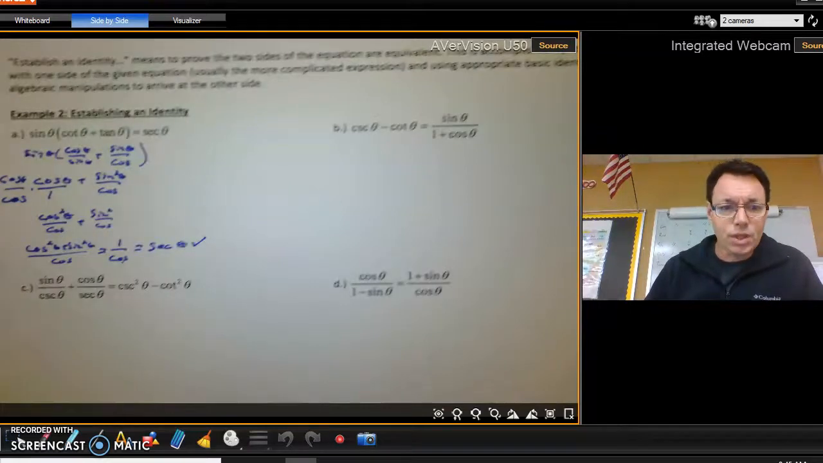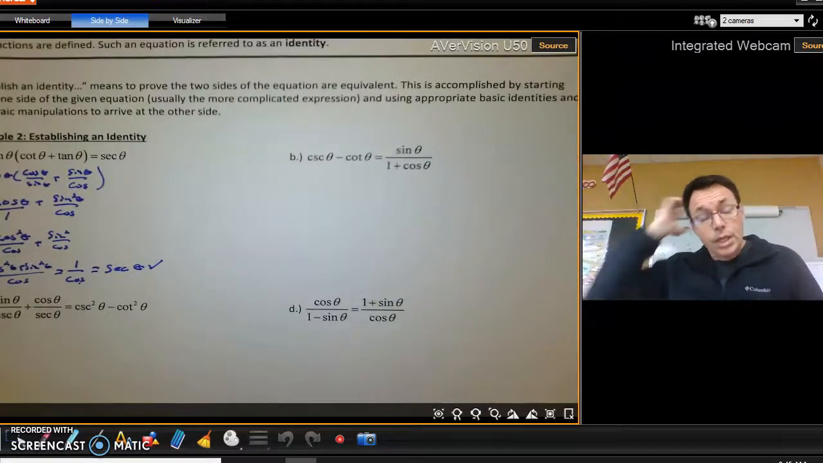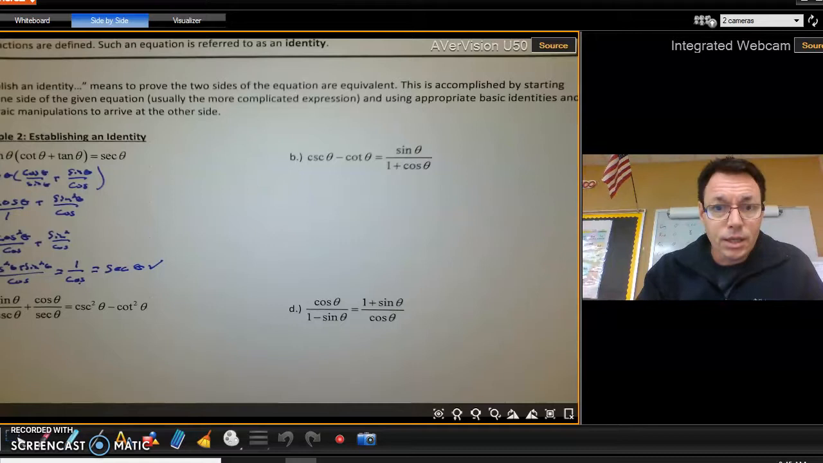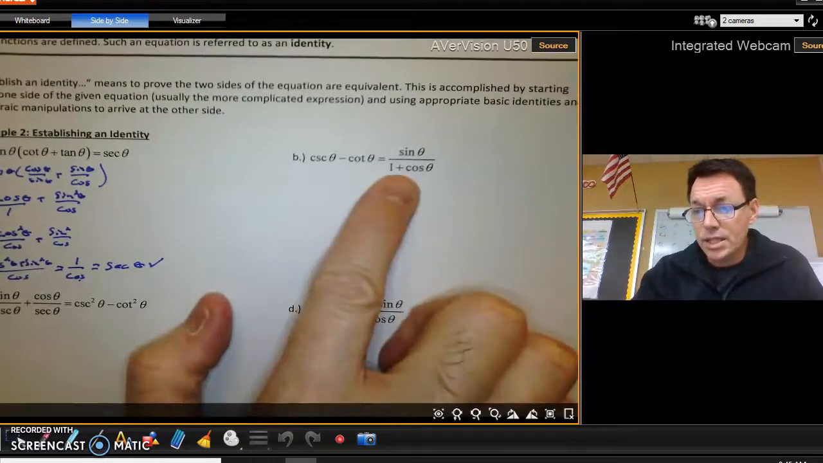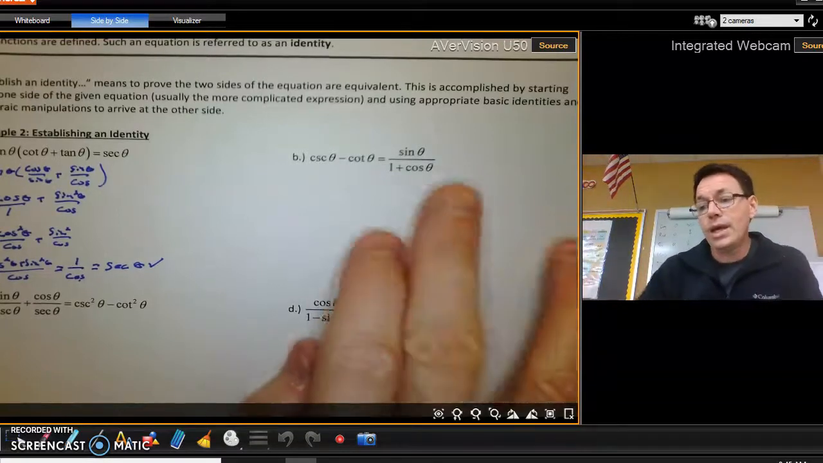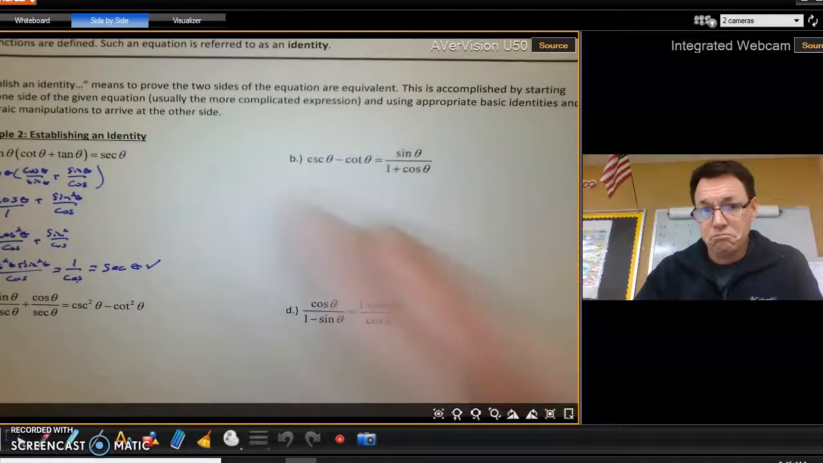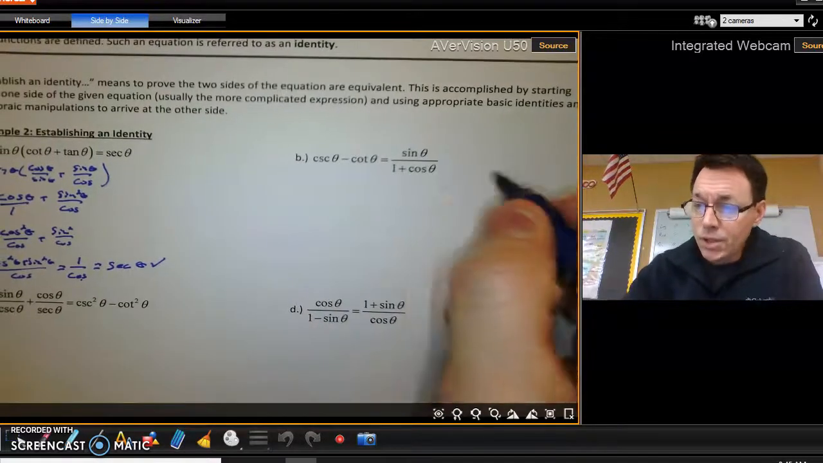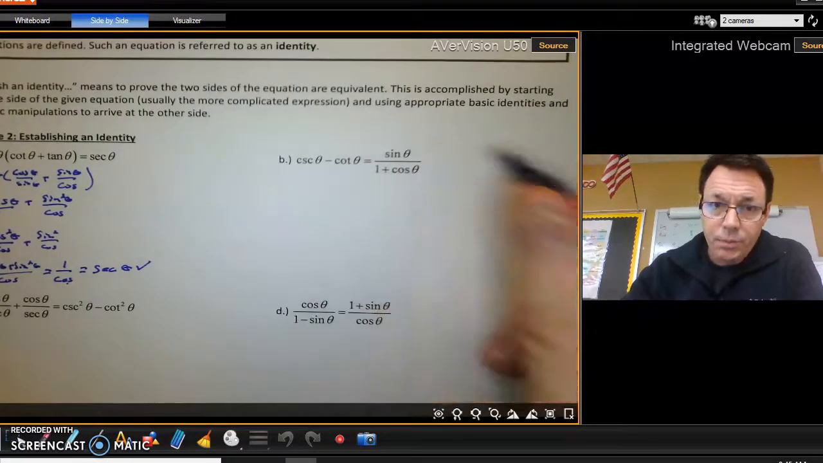Okay, so let's look at B. Now this one, I could turn this side into this side, or I could turn this side into this side. There's no rule. Either way works. I'm going to show you that I can turn the right into the left. Now, I'm also going to use a little trick we learned on the front page.